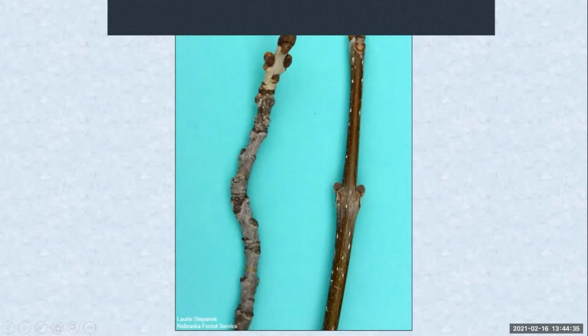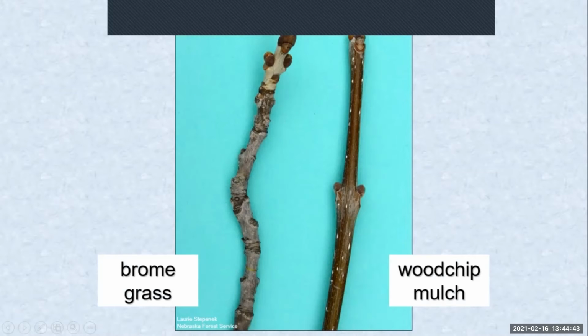And then I mentioned that the environment these two trees were growing in is quite different. So this slow growing twig came from a tree growing in brome grass, which is a very competitive grass. And so the tree was under much more stress than the tree growing in a wood chip mulch, where it was able to grow quite well with a good, healthy root system.